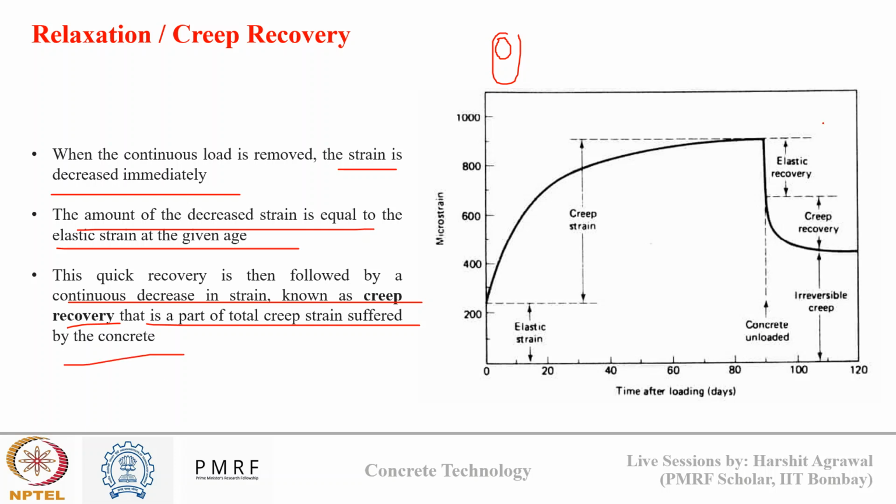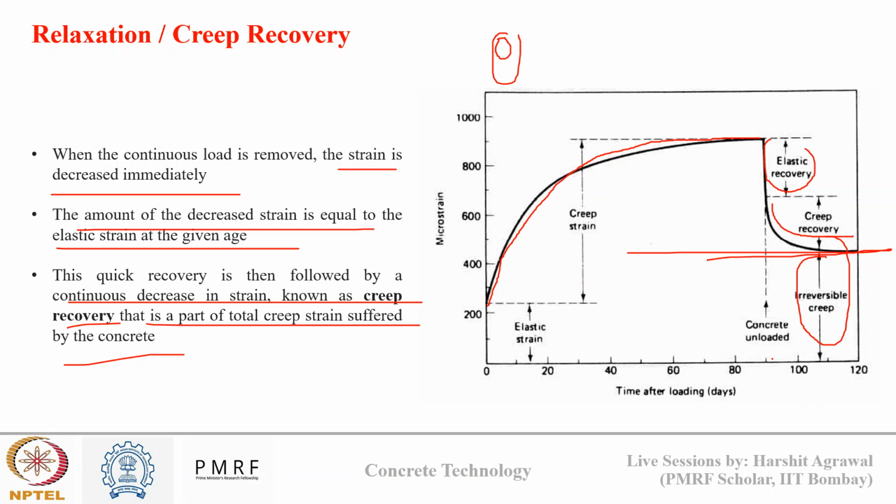Here you can see in the image, initially at sustained loading, the creep was increasing and it reaches a particular value. Once the load is removed, there is an elastic recovery, and then there is a creep recovery part. This is the ultimate recovery, and this is the irreversible part of creep. So there is still some irreversible strain left after creep.